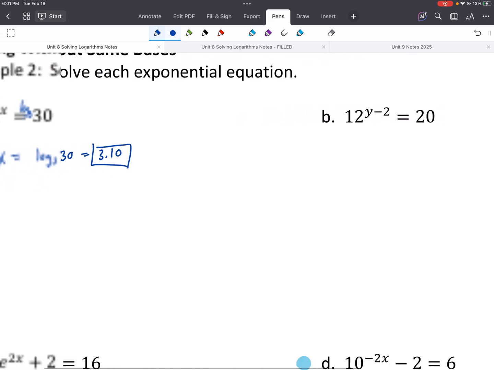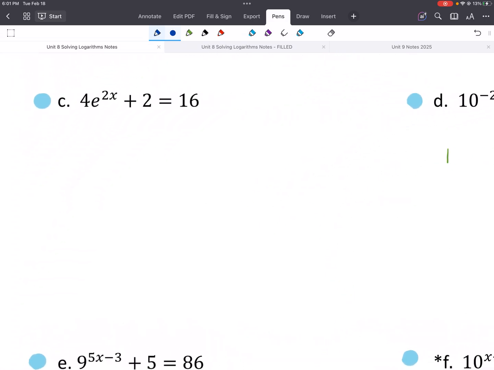Okay, we'll skip B. Let's go to C. Sorry, my videos are probably crazy because I'm going all over the place. Okay, but again, here we go. PEMDAS backwards. So what would we do first? We would subtract. So we'd get 14. And the other side, 4 times e to the 2x. Next, after adding or subtracting is multiplying and dividing. So this 4 is being multiplied, so we'll divide both sides by 4.